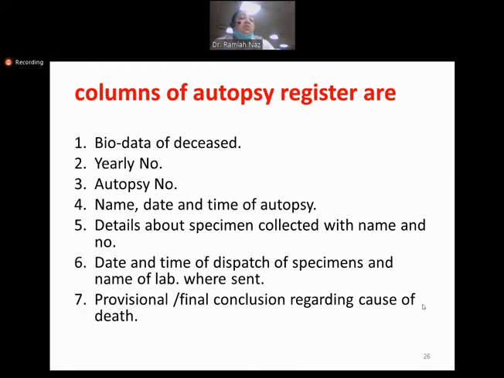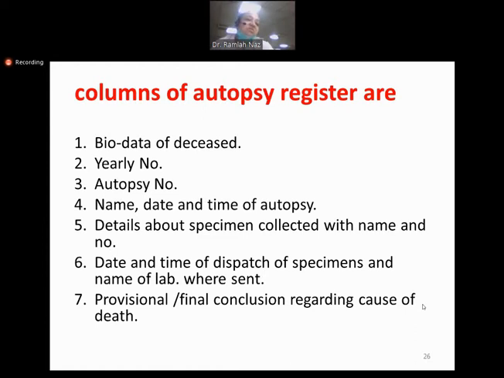Then the columns of the autopsy register. As I already told you, there are two registers. So what do you write in the autopsy register? Biodata of the deceased, year number, meaning in which year the autopsy is being done, like 2020. If we start the autopsy, we will write down 2020, the autopsy number, whatever number you allot to it, name, date and time of the autopsy, name of the individual who performed that autopsy. The date and time of the autopsy should be written on that register.